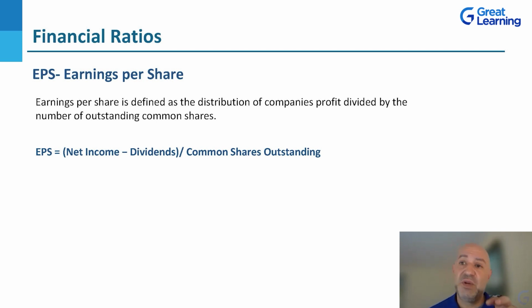Now, earnings per share is defined as the distribution of the company's profit divided by the number of outstanding common shares. If you ever look up a quote of a stock, you'll always see EPS listed. And it's something you can calculate yourselves. Fortunately, they do it for you, but this is how they do it.